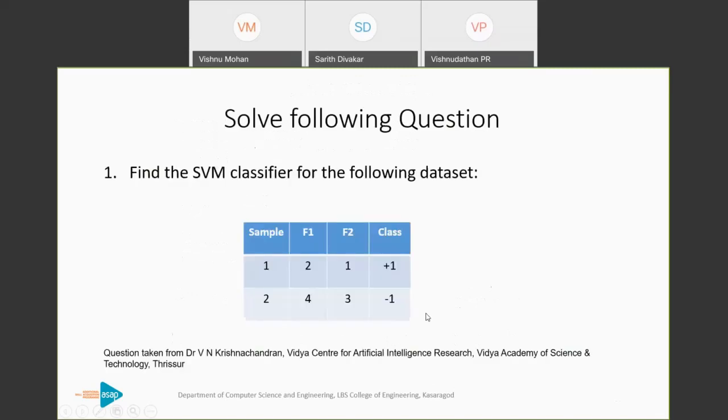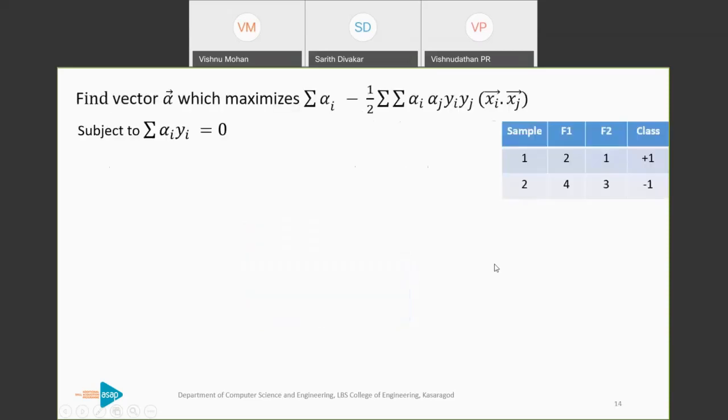So let us do a problem. This is the sample data set you have. For simplicity, today we will consider only two samples, sample 1 and sample 2. These are the two features, and the features have class labels +1 and -1. So what is our aim? We have to find a vector alpha which maximizes this, subject to the condition.